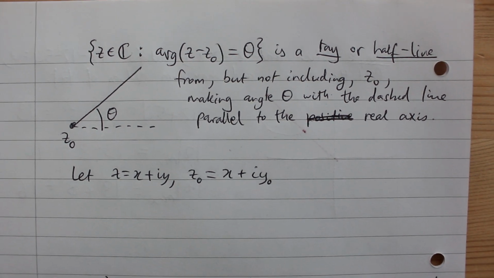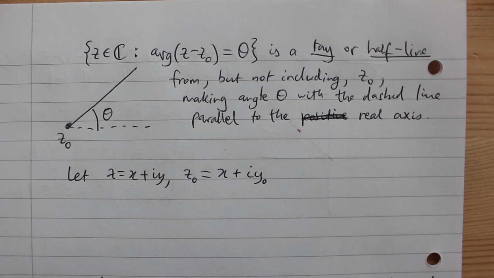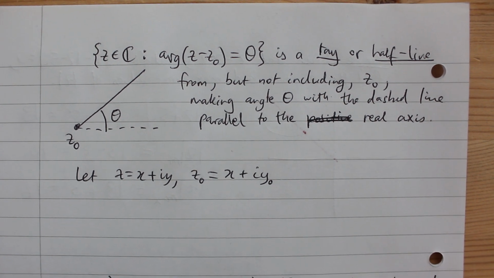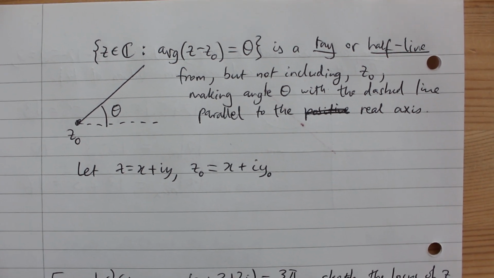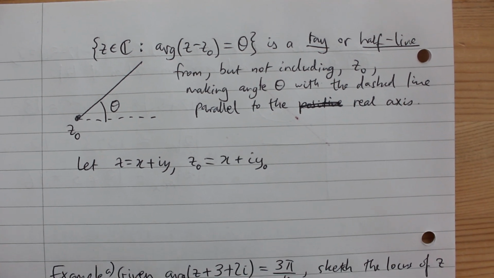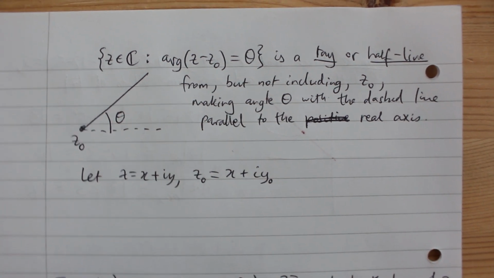The locus of complex number z satisfying the argument of z minus z0 is theta is a ray or half-line emanating from the point z0 in the complex plane, but not including z0, and making angle theta with this dashed line parallel to the real axis.